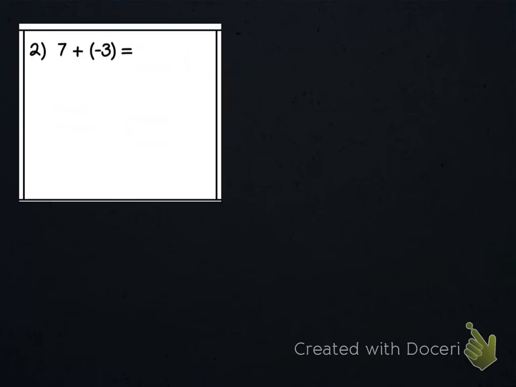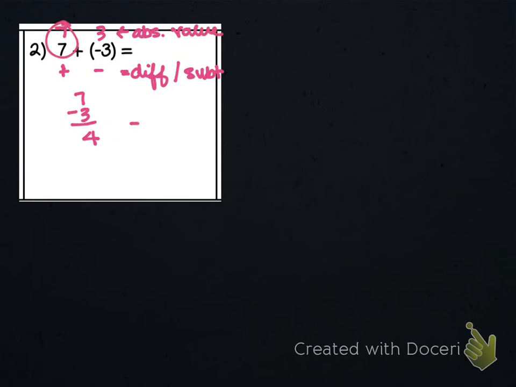Let's try again. 7 plus -3. We have a positive and a negative. Our signs are different. And when our signs are different, we subtract. 7 minus 3 is 4. And now we have to determine if it's a negative 4 or a positive 4. The distance a positive 7 is from 0 is 7. The distance a negative 3 is away from 0 is 3. That's the absolute value of these two numbers. 7 is a greater distance from 0. It is positive, therefore our answer is positive.